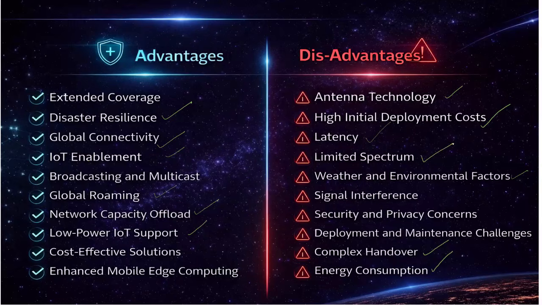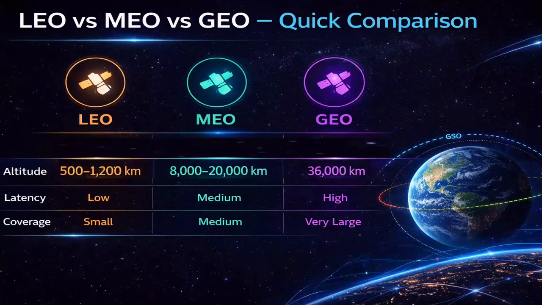We have discussed various kinds of orbits like LEO, MEO, and GEO. For LEO, the altitude can be between 500 and 1200 kilometers, for MEO between 8,000 and 20,000 kilometers, and GEO 36,000 kilometers. As we move from LEO to GEO, latency also increases. In case of LEO, latency is low. In case of MEO, it's medium. Then we have high.